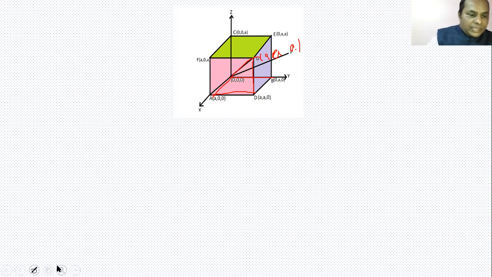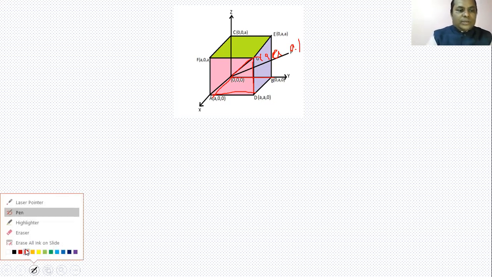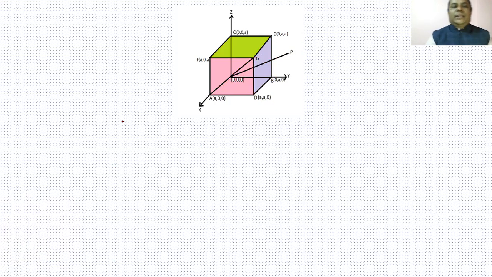After getting the coordinates, we have to get the directional cosine of the line OP, and the directional cosine of OG. How do you get the directional cosine? First of all, we have to get the directional ratios. Directional ratios means x2 minus x1, comma, y2 minus y1, comma, z2 minus z1.